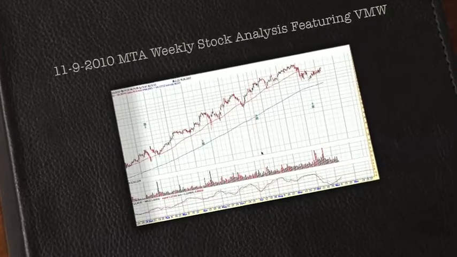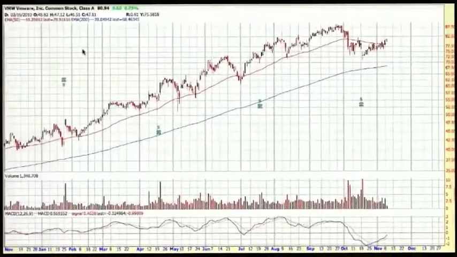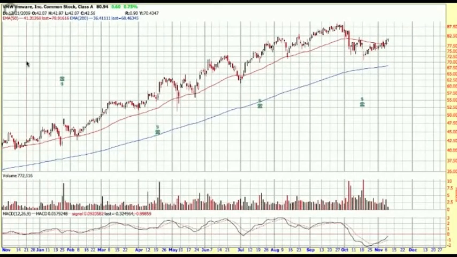Today is November 9th, and we're going to take a look at a company called VMware. The symbol is VMW. As we all know, there's a big trend in corporate America toward cloud computing, or virtualization of your computer systems, and VMware is one of the companies that will benefit from that trend.